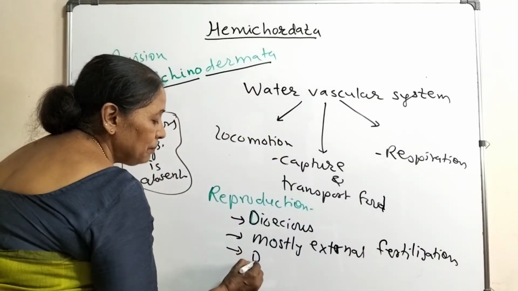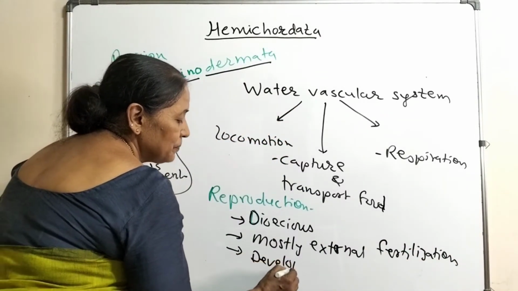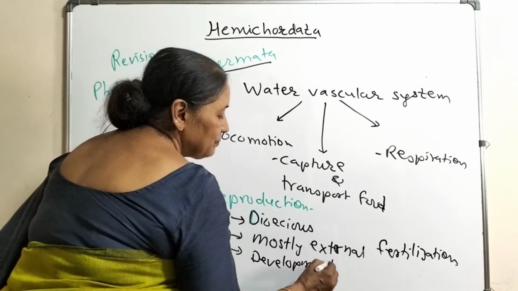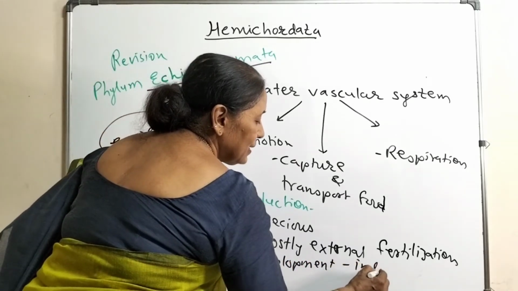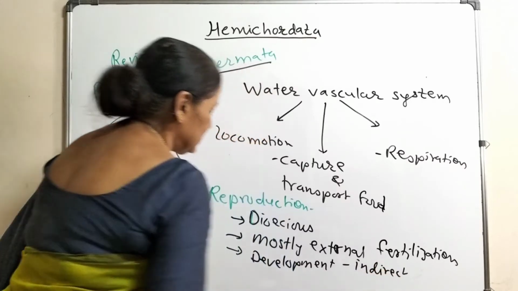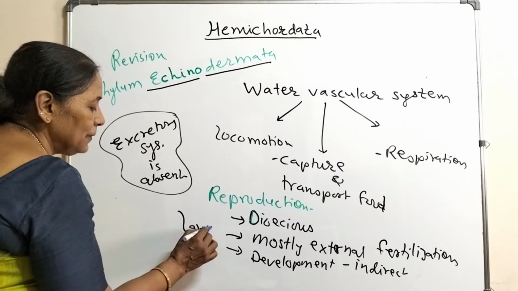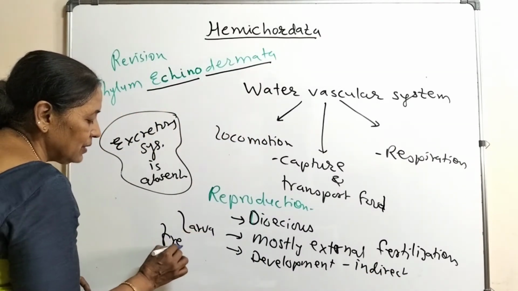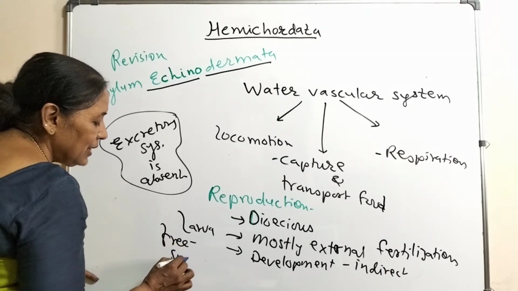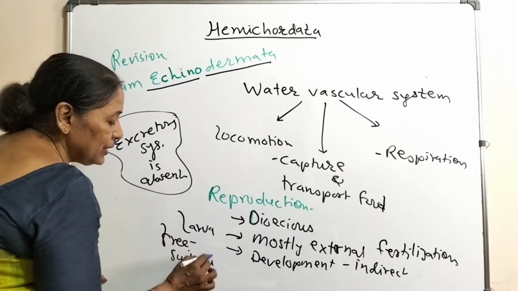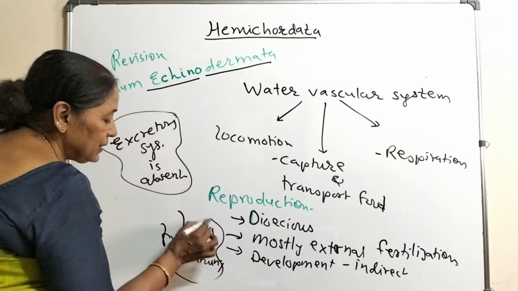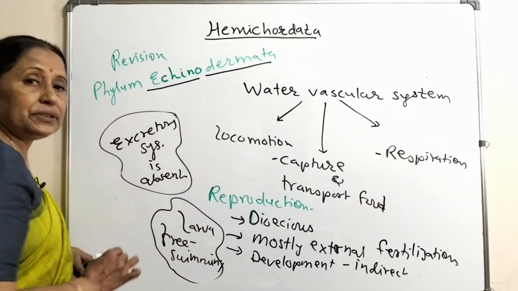Then the development is indirect, and the larva is free swimming. Remember this point. Every point is a prospective NEET question.